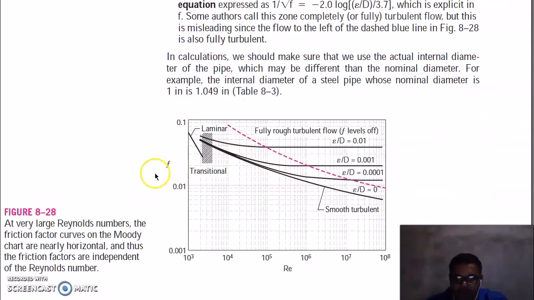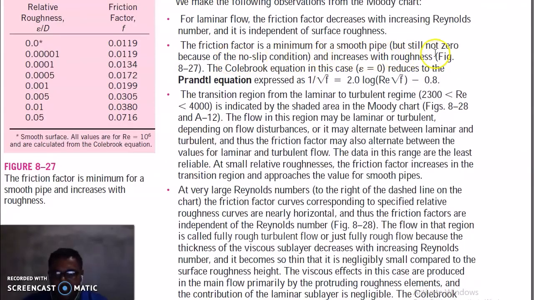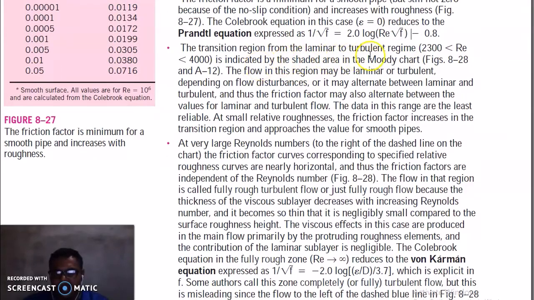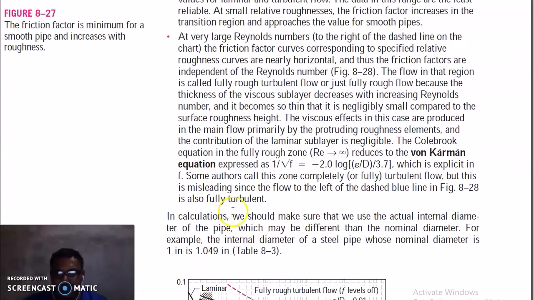So this is the Moody chart, which defines the friction factor versus Reynolds number for different surface roughness. You can see when your Reynolds number is low, the friction factor is independent of the surface roughness, and the friction factor is a minimum for a smooth pipe but still not zero because of the no-slip condition, and increases with roughness. The Colebrook equation, in the case of a fully smooth pipe, reduces to this equation. The transition region from laminar to turbulent is indicated by the shaded area in the Moody chart. So this is your transition region.